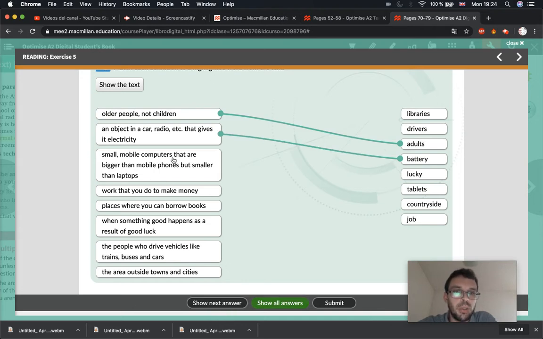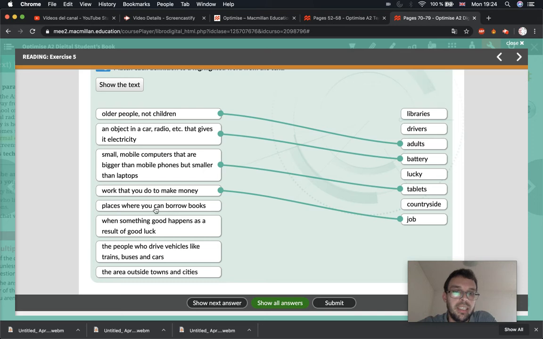Next one, small mobile computers that are bigger than mobile phones but smaller than laptops. The computer that you touch. It's called a tablet. Tablets. Okay. Next one. Work that you do to make money. Right, and that is a job. You have a job. That's work that you do to make money.